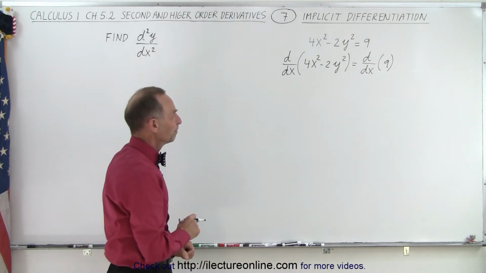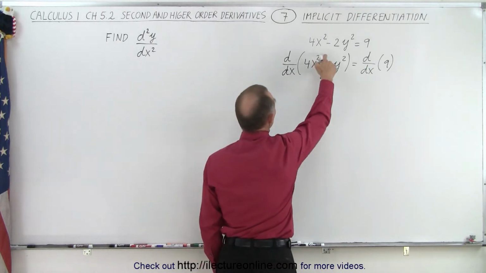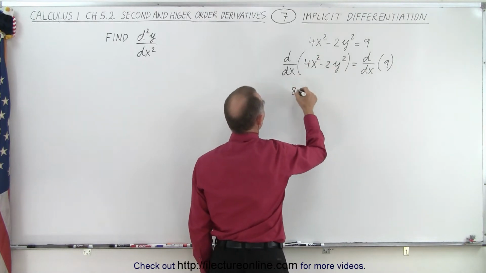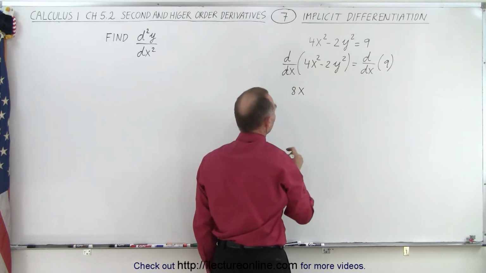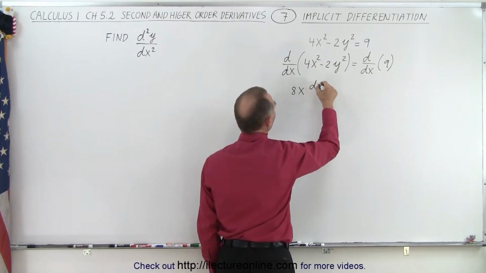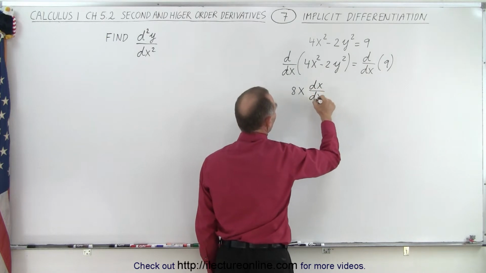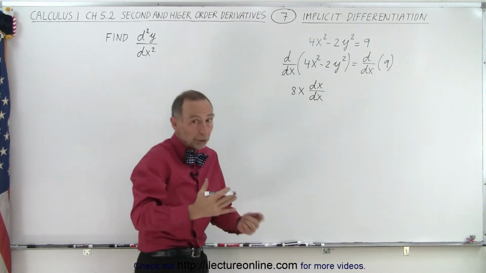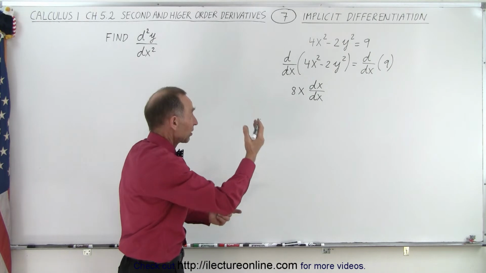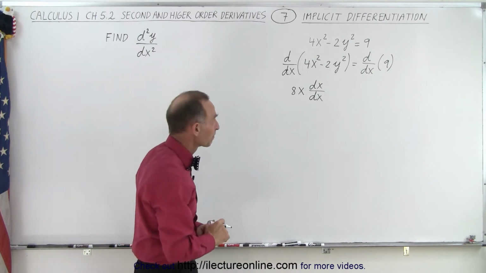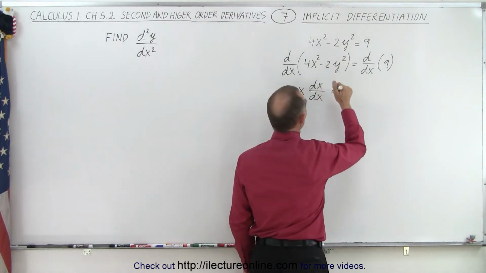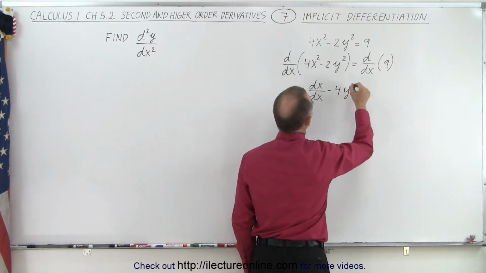But what about the left side? Well, we get 2 times 4, that gives us 8, x to the exponent 1 less, 2 minus 1, so x to the first power, times the derivative of x with respect to x. That's called the chain rule. Normally we don't write that because dx dx is simply 1, but just so you know that's really what we should be doing. And then minus 2 times 2, that would be minus 4, y to the first power.